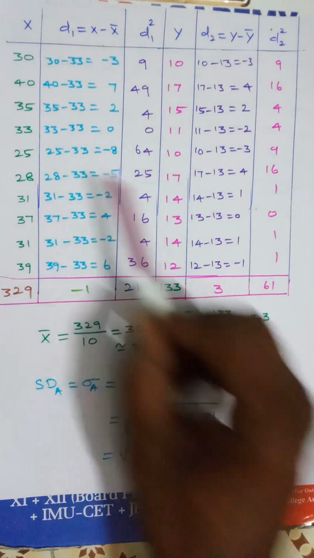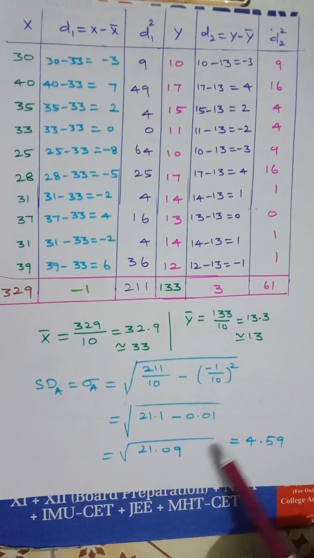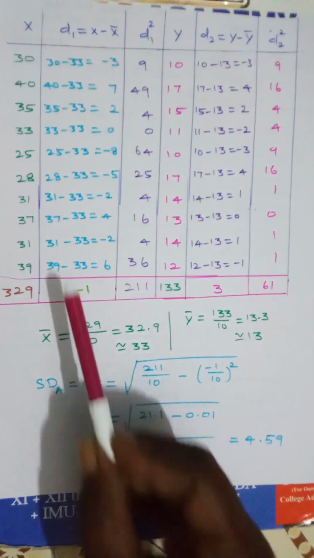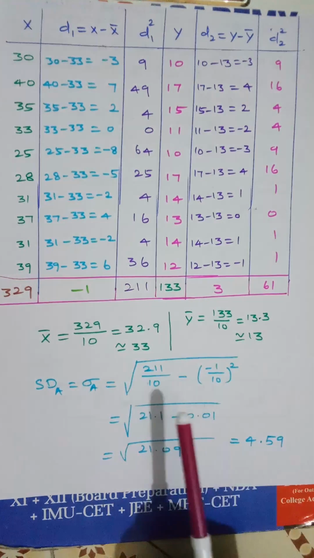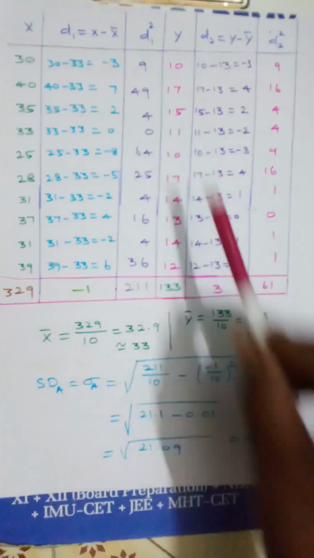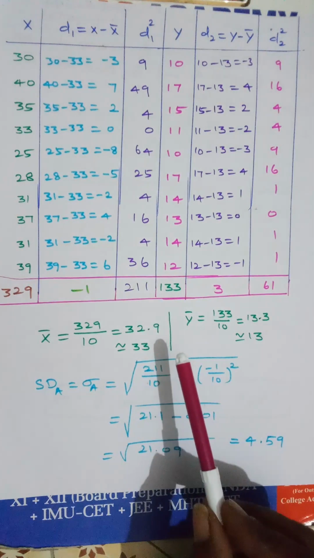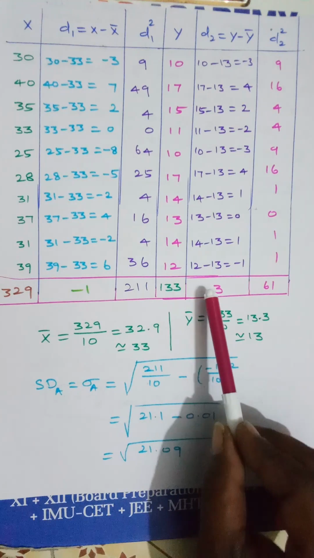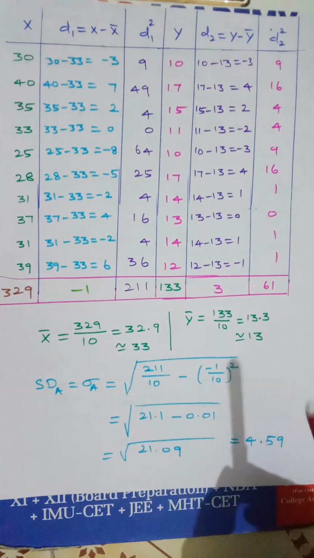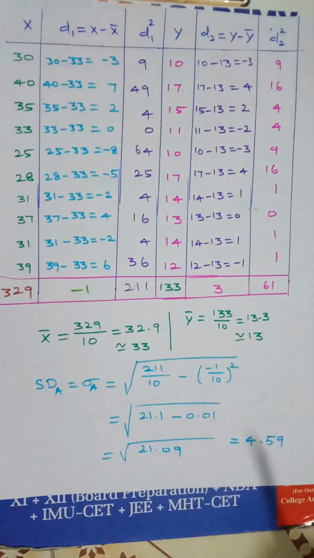And go to the rest of the columns. All the values are subtracted by the mean x bar, that is 33, and then find the total, that is minus 1. Then square the values. We are getting 211 as the total of d1 squared. Similarly, we do the same thing in the fifth and sixth columns. So the total of d2 is 3 and d2 squared is 61.